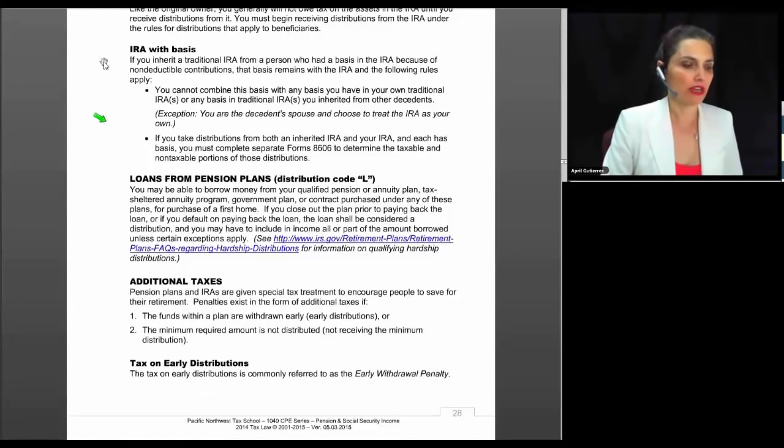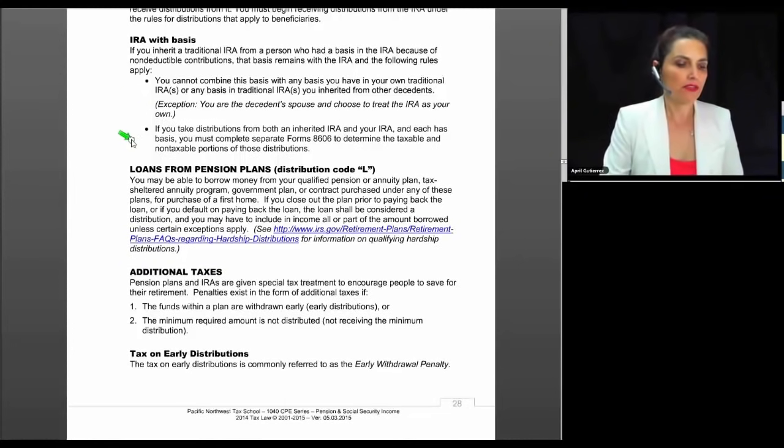IRAs with basis. If you inherit a traditional IRA from a person who had a basis in the IRA because they made non-deductible contributions, that basis remains with the IRA and the following rules apply. You cannot combine this basis with any basis you have in your own traditional IRA or any basis in traditional IRAs you inherit from other decedents. There is an exception, and that is if you are the decedent's spouse and choose to treat the IRA as your own. If you take distributions from both an inherited IRA and your own IRA, you will need to complete a separate Form 8606 for each IRA, but only if both IRAs have basis in them.